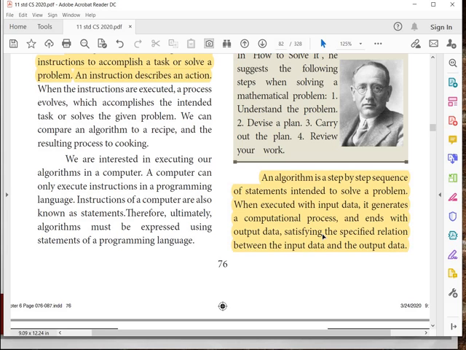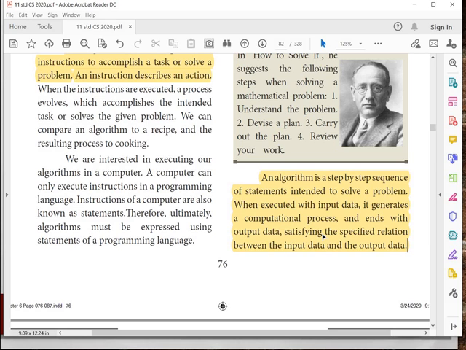So those who aspire to become a computer science engineer, if you want to be a programmer, you must concentrate on algorithm, because if you know how to write algorithms, you are going to be the best programmer. C, C++, Java or VB may change, but algorithm never changes. So if you find a perfect algorithm, it can be applied to any programming language.